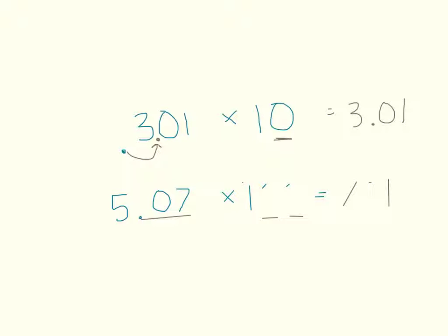Well, as you can see, multiplication is fairly simple. All we're doing is moving the decimal place forward to the right by however many zeros we're multiplying by. Division is kind of the same way.